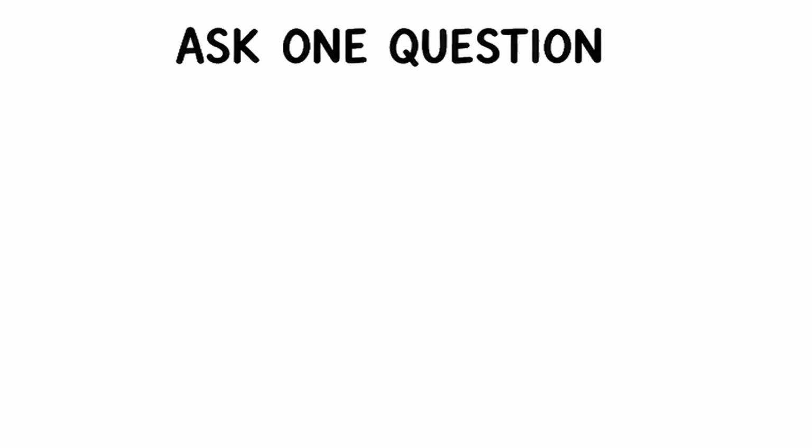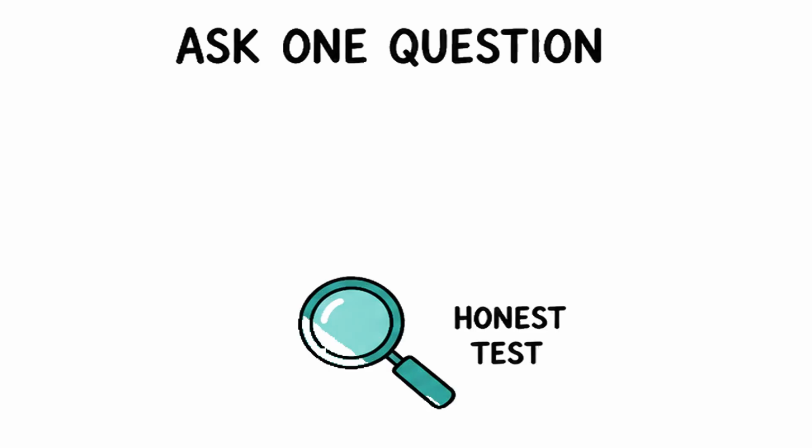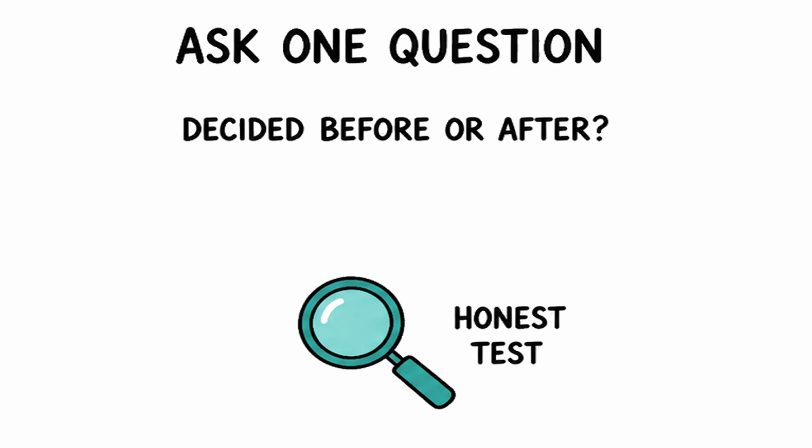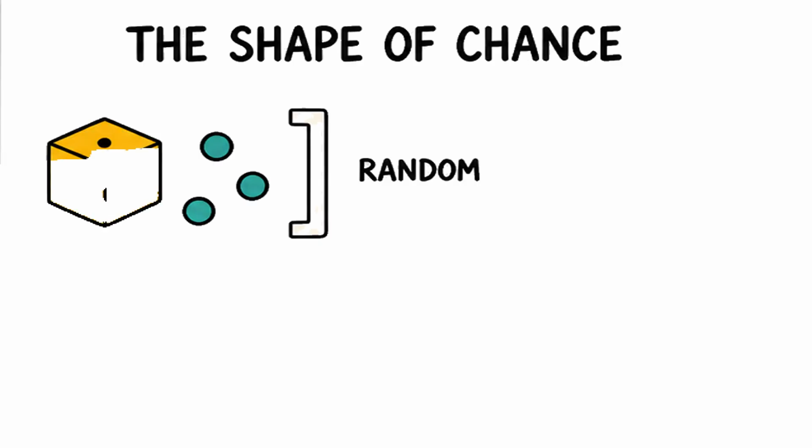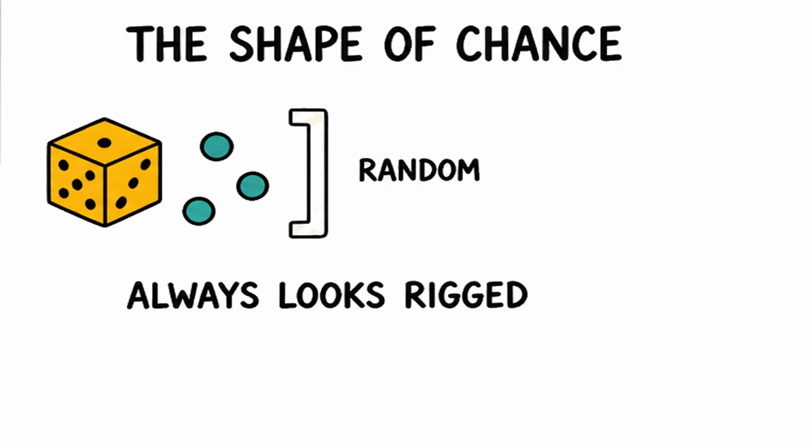So before you call a streak suspicious, ask one question. Did I decide what suspicious means before the data arrived, or only after I saw the pattern? Random data will always look a little rigged. That is the shape of chance.